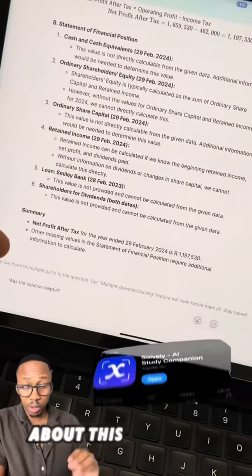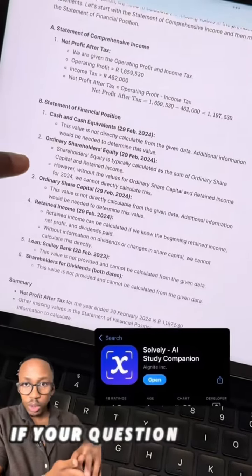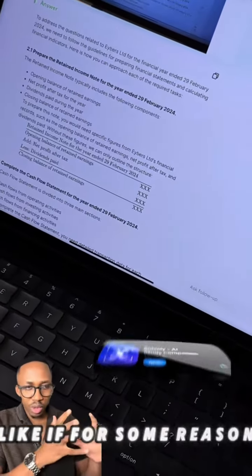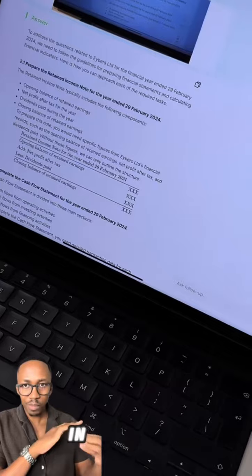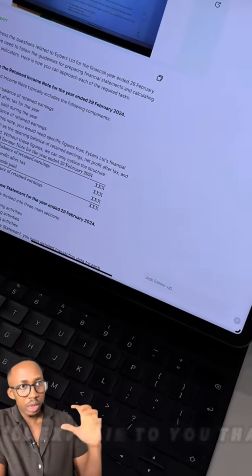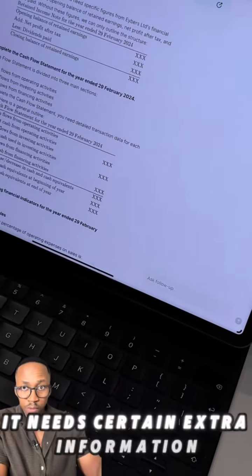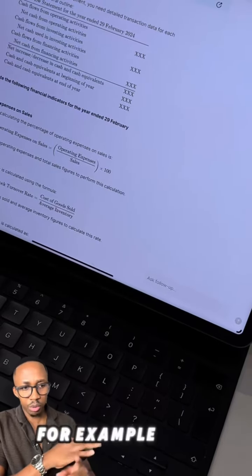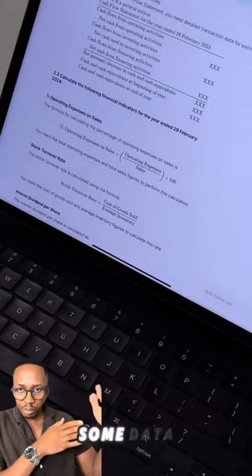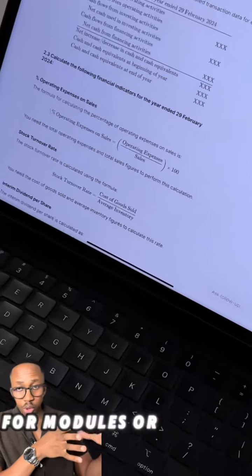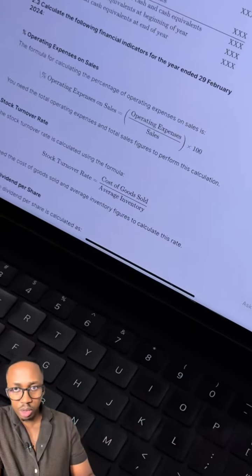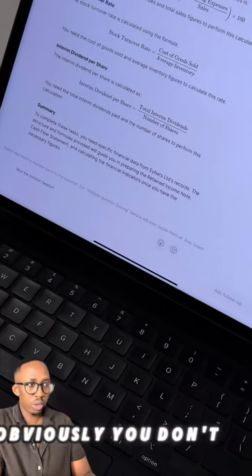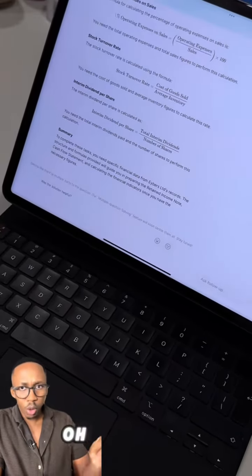And what I like about this app is that if your question is not clear enough, or if for some reason there is no certainty in its answer, it will explain to you that it needs certain extra information to be able to effectively respond to you. For example, it can tell you that it needs some data for modules or subjects like accounting. That is very important. If you don't provide it with all the information it needs, obviously it won't get your answers right, or it won't be able to answer.